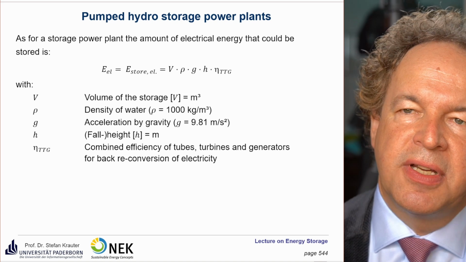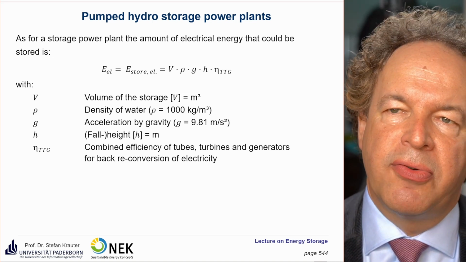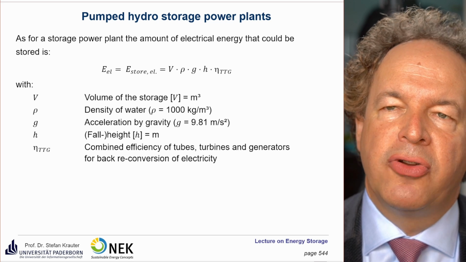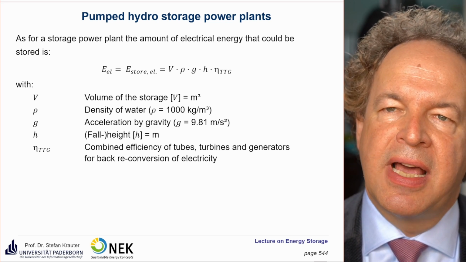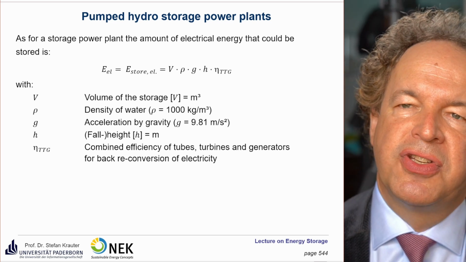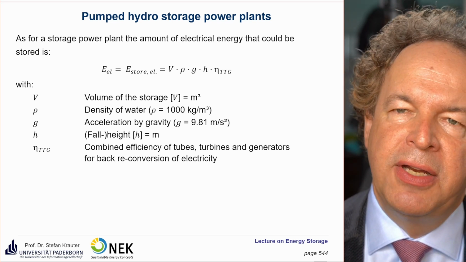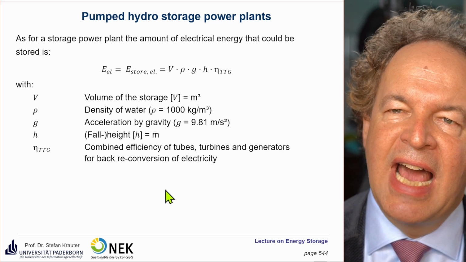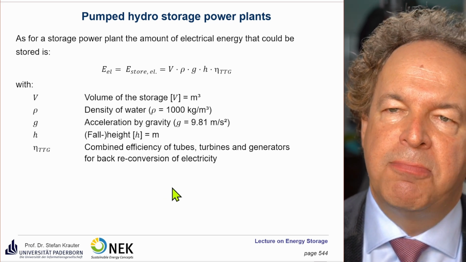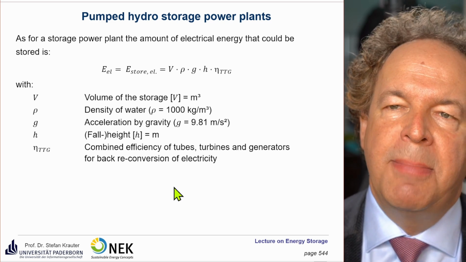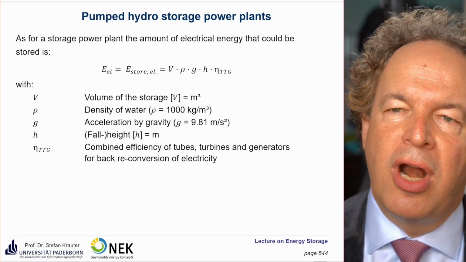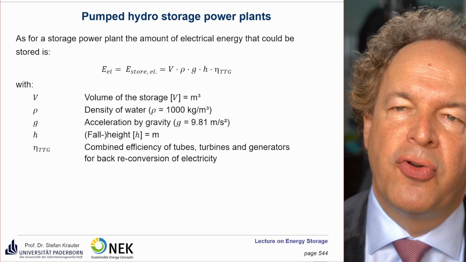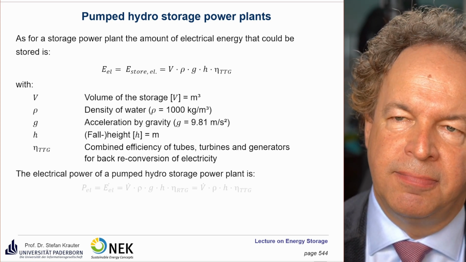The storage amount is the energy stored in a reservoir. The amount of electrical energy to be stored is about the same. So we have the storage volume in cubic meters, the density of the water, which is 1,000 kilograms per cubic meter, the acceleration of gravity, 9.81 meters per second squared, the fall height also in meters, and the combined efficiency of the tubes, turbine, and generator for the reconversion of electricity.